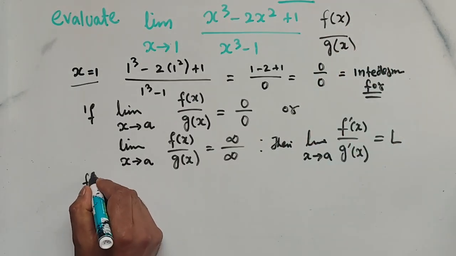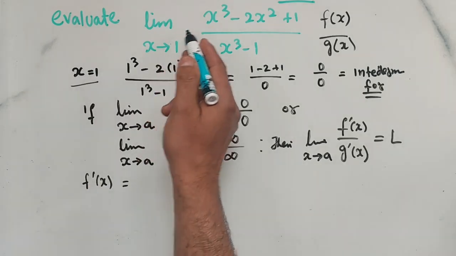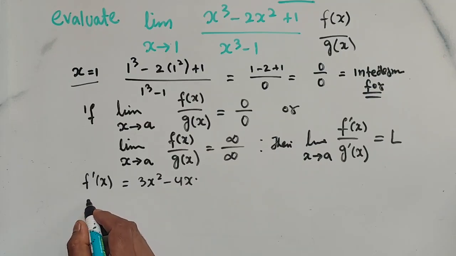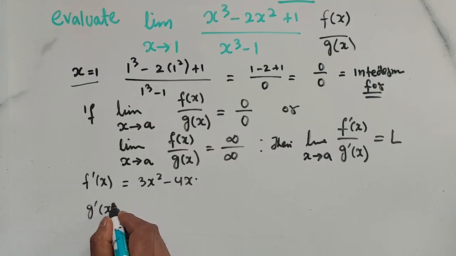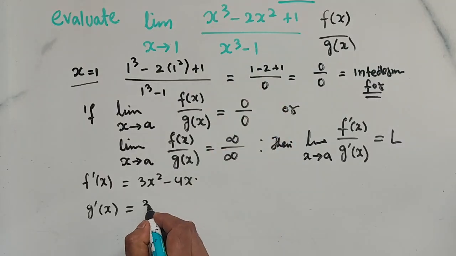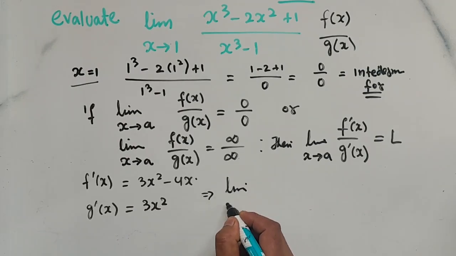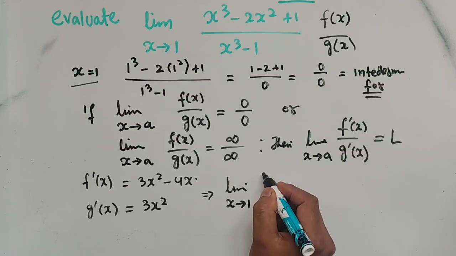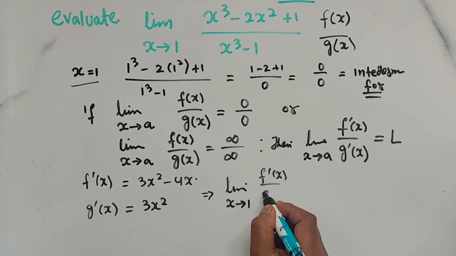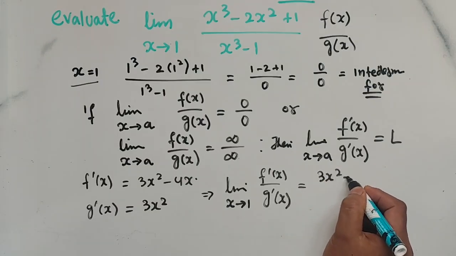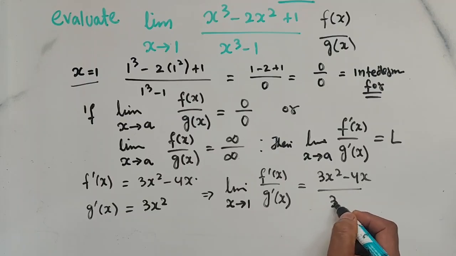Now let us take the derivative of f of x with respect to x. It becomes 3x square minus 4x. Derivative of the denominator function, that is g prime x: derivative of x cube is 3x square and derivative of a constant is 0. Then we take the limit as x approaches 1 of f prime x upon g prime x, which will be equal to (3x square minus 4x) upon 3x square.